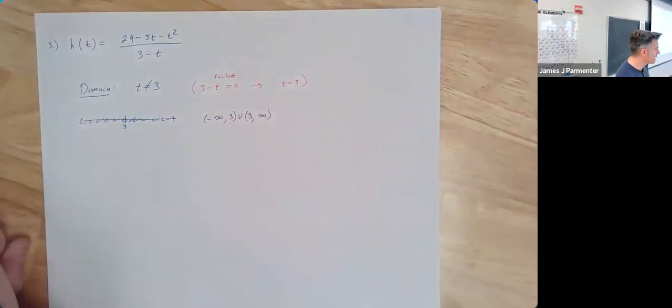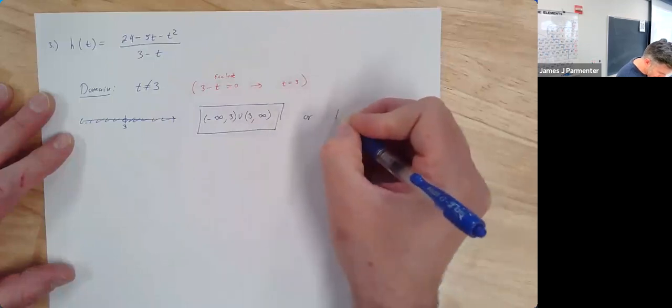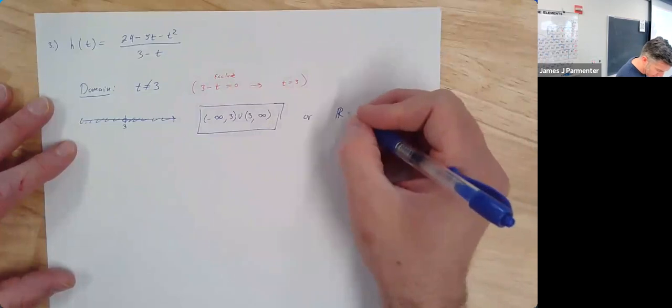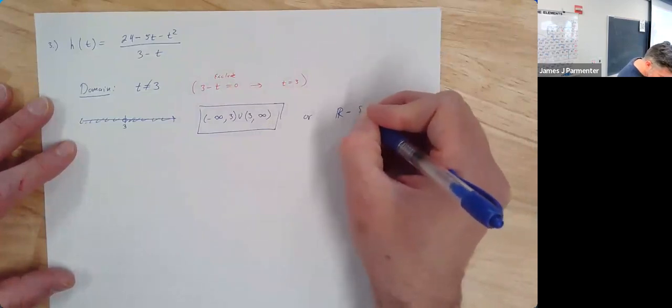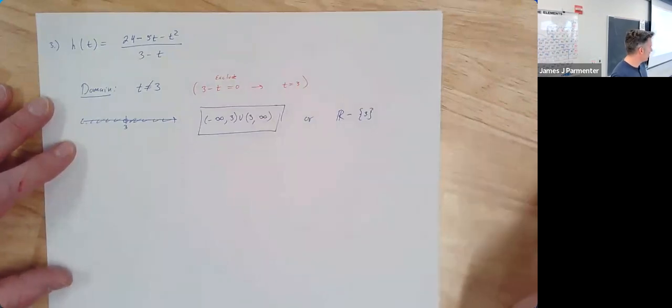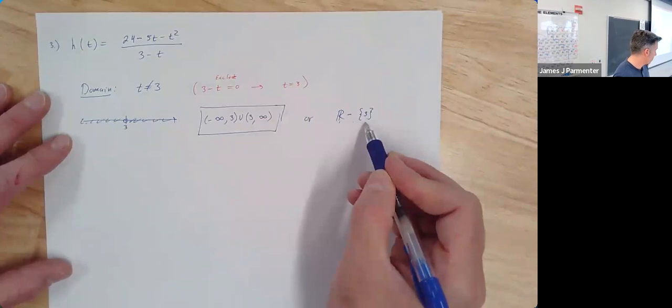It's kind of tedious to write all that out, but you should. I definitely can't recommend writing it like this. I hesitate to even say it, but I'm going to say it anyway: R minus the set containing 3. Some people like to write that when they're feeling kind of lazy. It just says all real numbers except for 3 or -3.